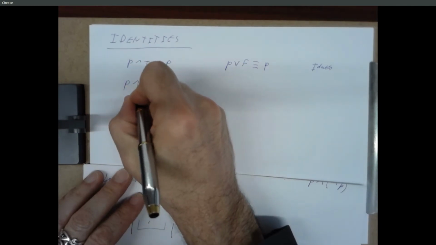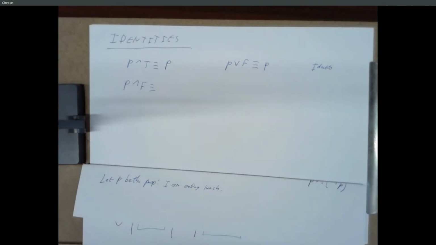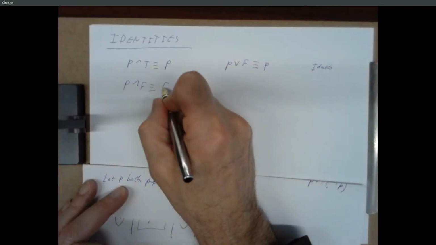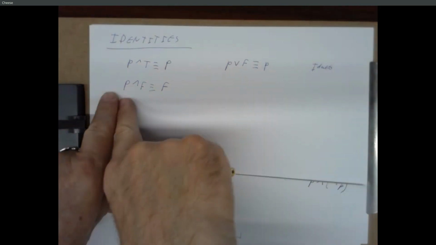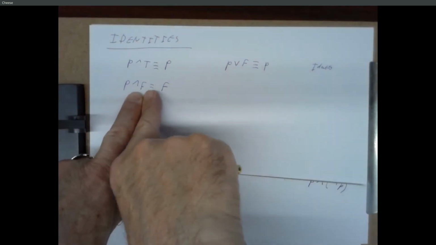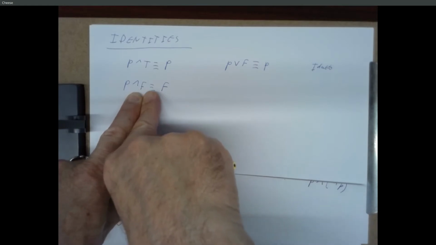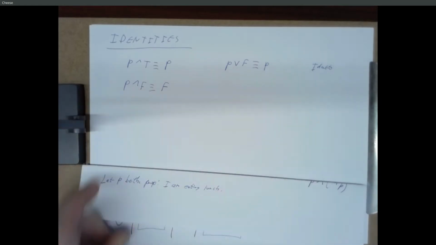What about P ANDed with false? I'm eating lunch and 1 plus 1 equals 1,000,000. What's the truth value of that? False. That's absolutely false. It doesn't matter if I'm eating lunch or not, because this says P is true, and it says this thing that's false is true. Well, it's not true, it's false. So the AND has got to be false.